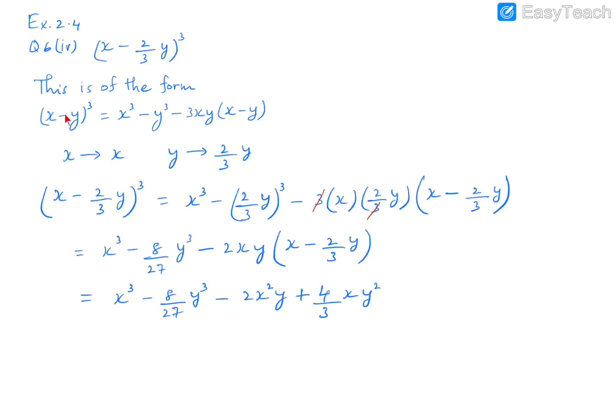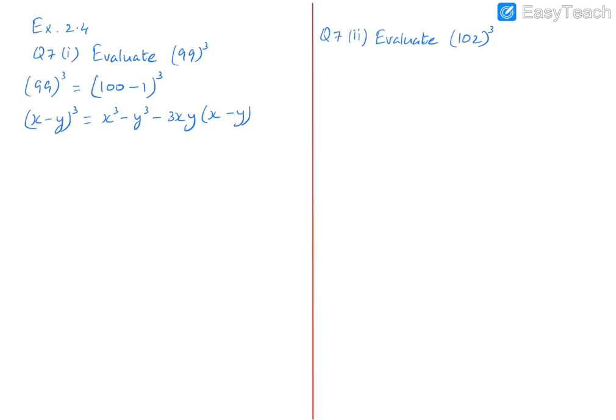So x minus y the whole cube is x cube minus y cube minus 3xy into x minus y. The only thing now is that in place of x we have 100, and in place of y we have 1. So x equals 100 and y equals 1. So we just need to substitute in the right hand side of the identity, and we will be able to evaluate. So 99 cube is 100 minus 1 the whole cube. So we'll just substitute in place of x and y on the right hand side.